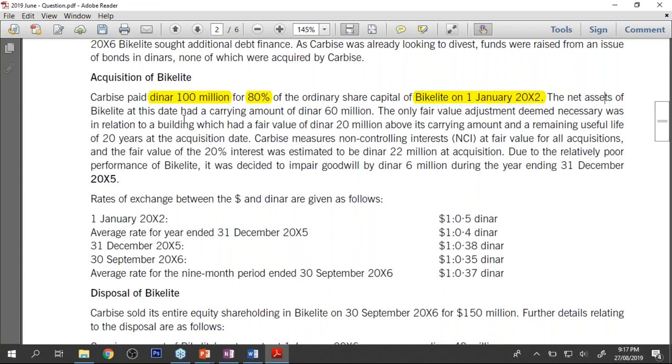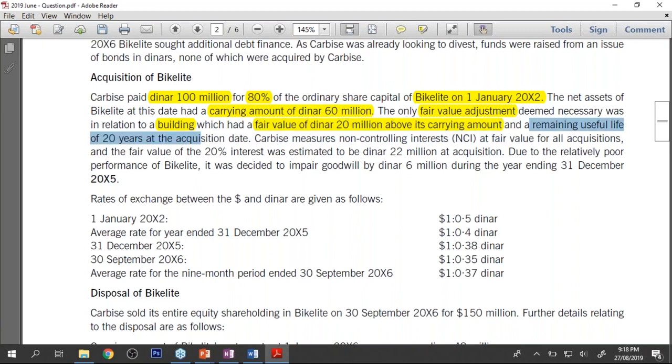The net assets of Bike Light at this date had a carrying amount of 60 million dinars. So we have paid 100 million dinars. We have got the net assets of 60 million, but this is the carrying amount. The only fair value adjustment deemed necessary was in relation to building, which had a fair value of 20 million dinars above its carrying amount. So this means that the net assets should be increased from 60 to 80 because we are increasing the building by 20 million. So the net assets at acquisition will be 80 million now.